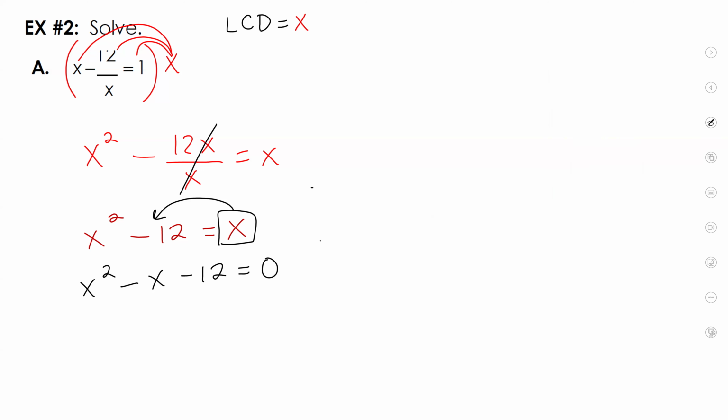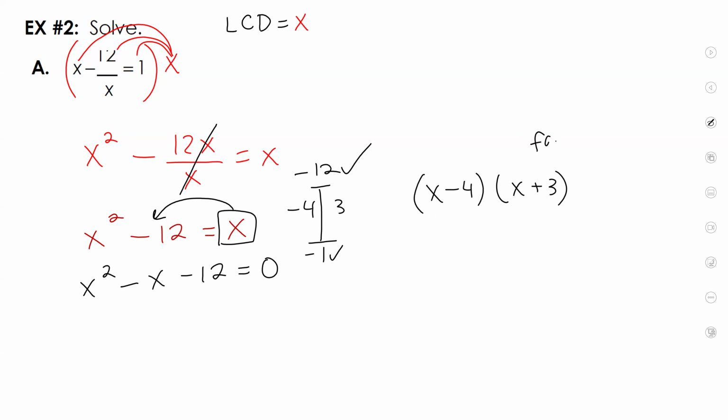So I need two numbers that will multiply to negative 12, add to negative 1. Perfect. Negative 4 times 3 is negative 12. If you add them, you'll get negative 1. So guys, that means I can write this as X minus 4 times X plus 3. Those are my factors. Now I want to solve.